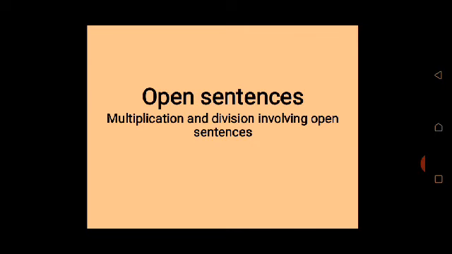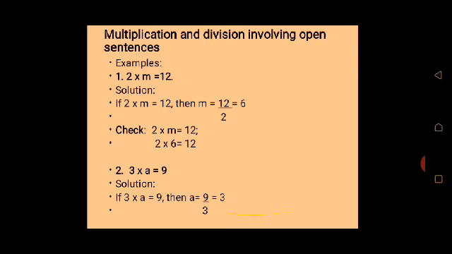We also looked at addition and subtraction involving open sentences. So today we are going to be looking at multiplication and division involving open sentences. Examples: 1. 2 times m is equal to 12.